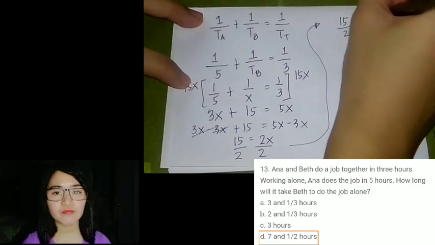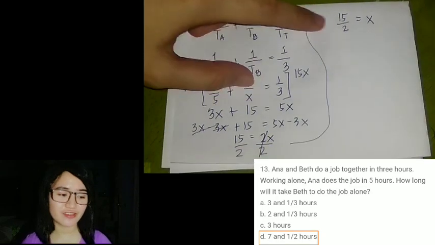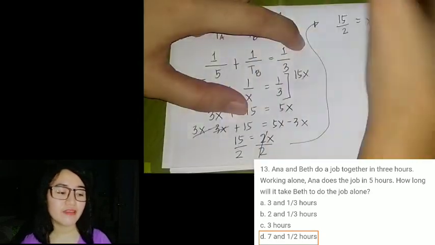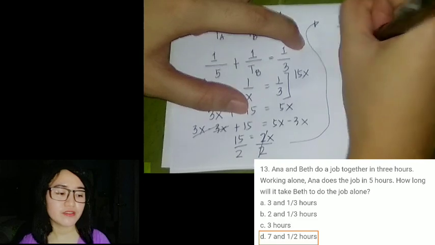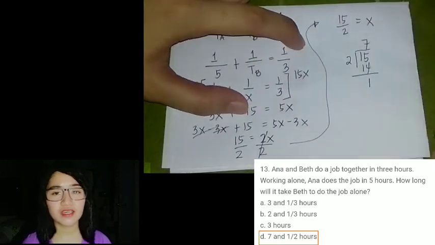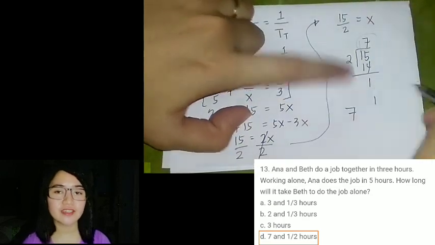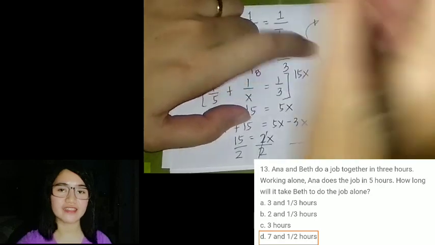So, since ayan is naka-improper fraction, pagawin natin siyang mixed fraction rather, and that is by dividing 15 by 2. So, 15 divided by 2, that is 7, remainder 1. So, yung 7 ay yun yung magiging whole number. Yung 1 yung numerator, and then yung 2 yung denominator. So, ang sagot is 7 and 1/2 hours.